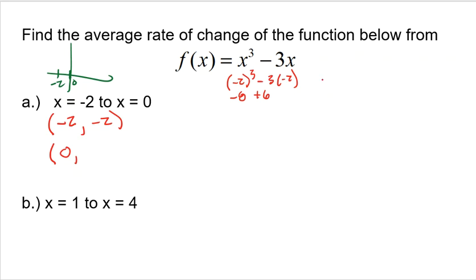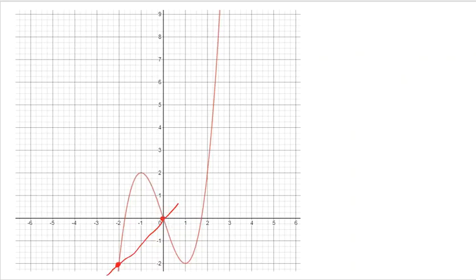And again, to find the y coordinate, we got to plug in 0. So we get 0 cubed minus 3 times 0. And that's 0 minus 0, which is, of course, 0. That's that second point that we see right here.